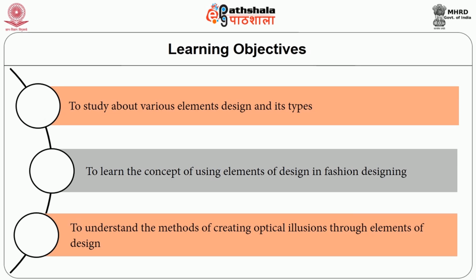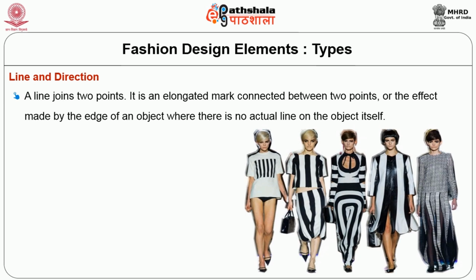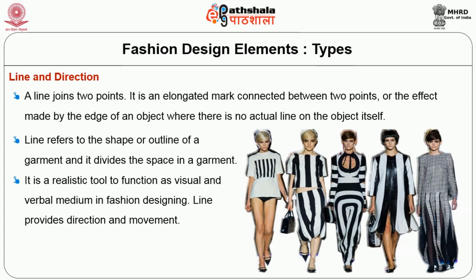The fundamental fashion dilemma. There are different types of fashion design elements. Line and direction. A line has 2 points. It is an elongated mark connected between 2 points, or the effect made by the edge of an object where there is no actual line on the object itself. Line refers to the shape or outline of a garment and divides the space in a garment. It's a realistic tool to function as a visual and verbal medium in fashion designing.